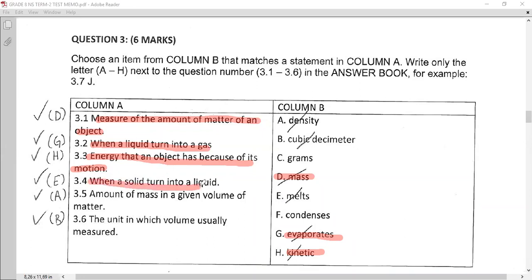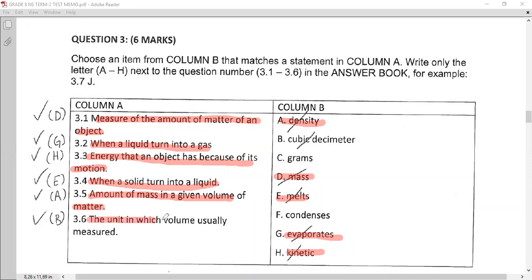3.4, when a solid turns into a liquid. This is under phase change, solid turns into liquid. Let's check the options. Density, no. Cubic decimeter, no. Grams, no. Melts, yes, that's the answer, melting. 3.4 E. 3.5, amount of mass in a given volume of matter. So 2 quantities are mentioned here, mass and volume. I'm 100% sure this one is density, which I just told you about. 3.5 A.